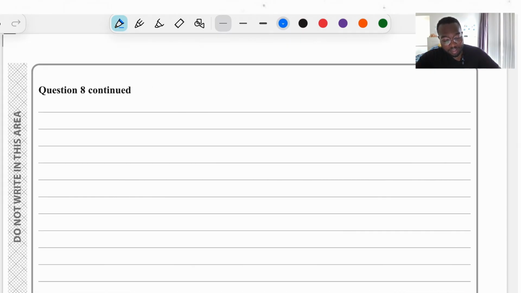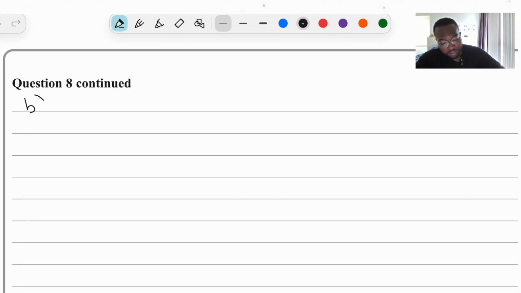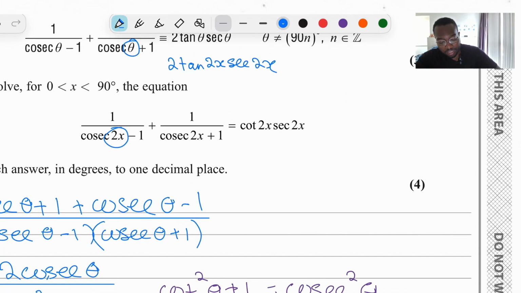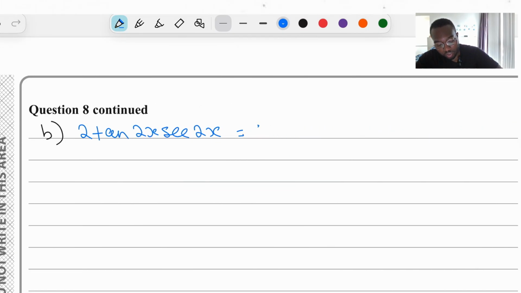So if I write that now here, so this is part B, therefore we have a 2 tan 2x sec squared x, and then that has to equal whatever they tell us. They tell us that is cot 2x sec 2x, so that is equal to cot 2x sec squared x, okay? And now we have this trig equation we need to solve. So what can we do with this trig equation?